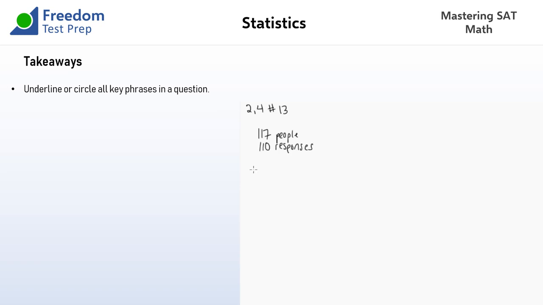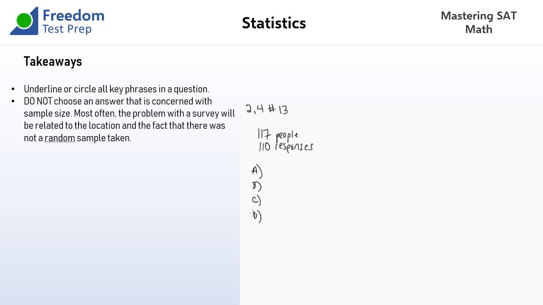Now, many people, when they first look at this problem, they look at A and they see sample size and they think, well, 110 responses may not be a large enough sample size for a large town, and they choose A. However, and here is a little tip about the SAT. When you have one of these study or survey questions, the answer is most likely about the location. And in this case, the answer is D. We're just going to cut to the chase here, and then I want to tell you why.